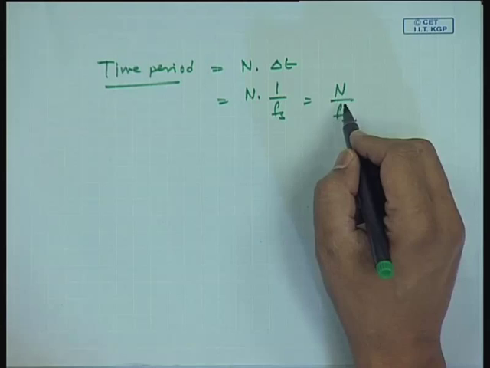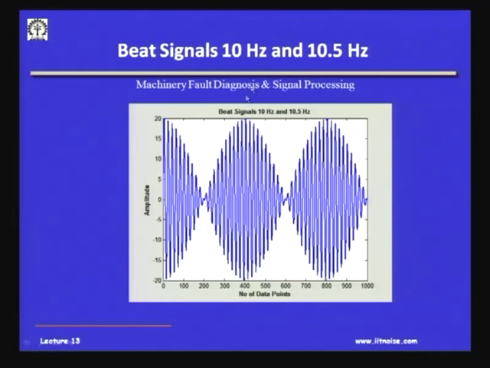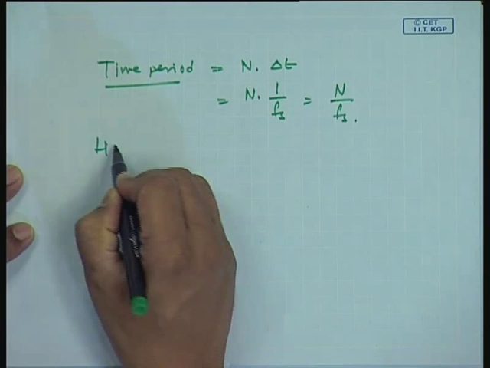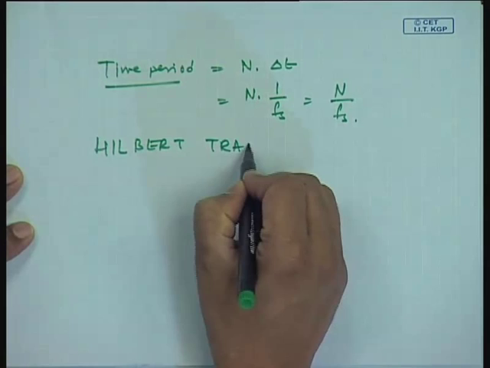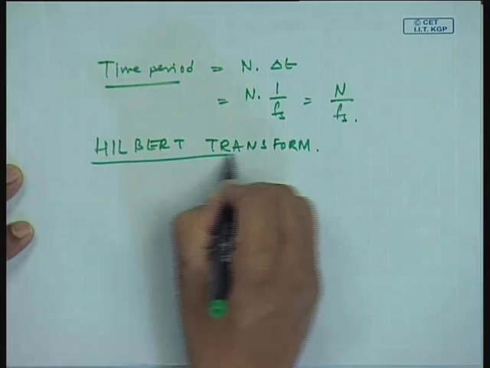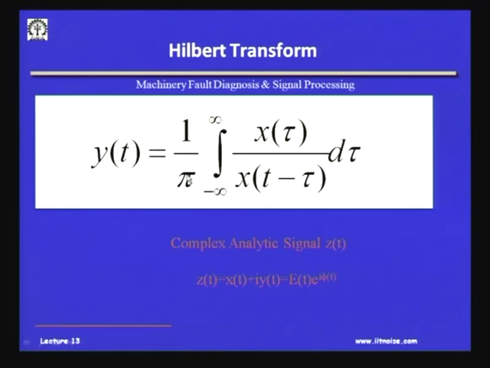Now, I am interested to find this envelope here. How do I do that? There is a very widely used technique, the Hilbert transform. This is a mathematical expression of the Hilbert transform. We generate an analytical signal z(t), which is the original signal x(t) plus an imaginary part, which is the Hilbert transform of this signal x(t).